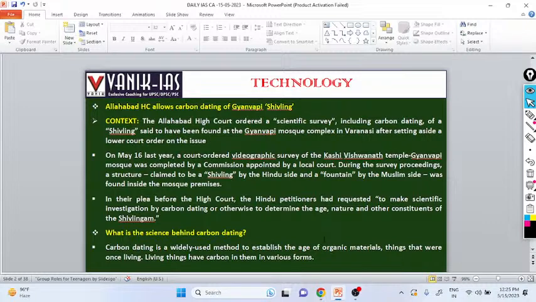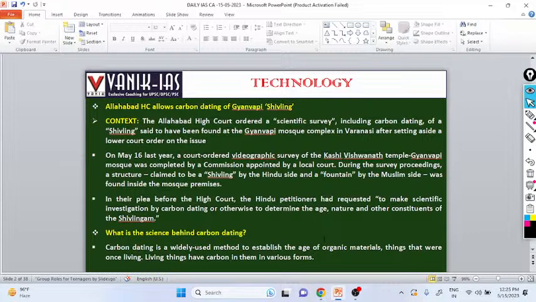On May 16th last year, a court-ordered videographic survey of the Kashi Vishwanath Temple and Gyanvapi Mosque was completed by a commission appointed by the local court. During the survey proceedings, a structure claimed to be a Sivalinga by the Hindu side and a fountain by the Muslim side was found inside the mosque premises, inside the well.